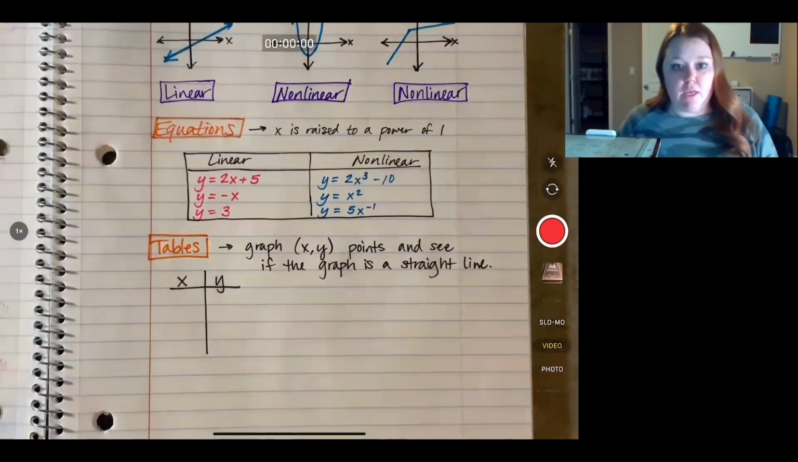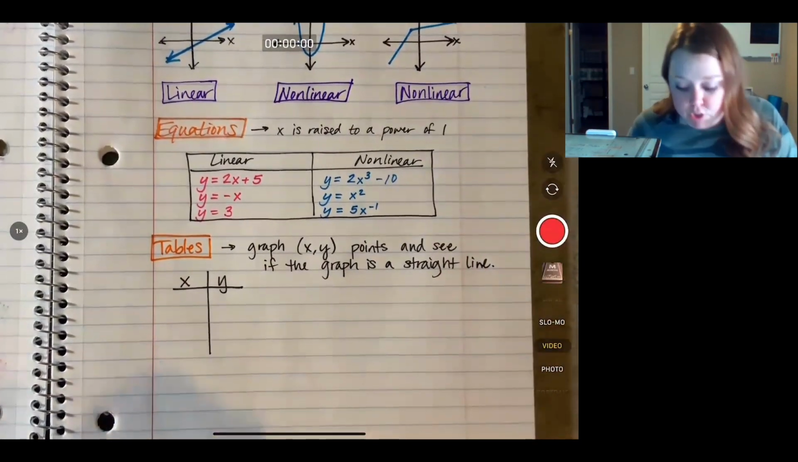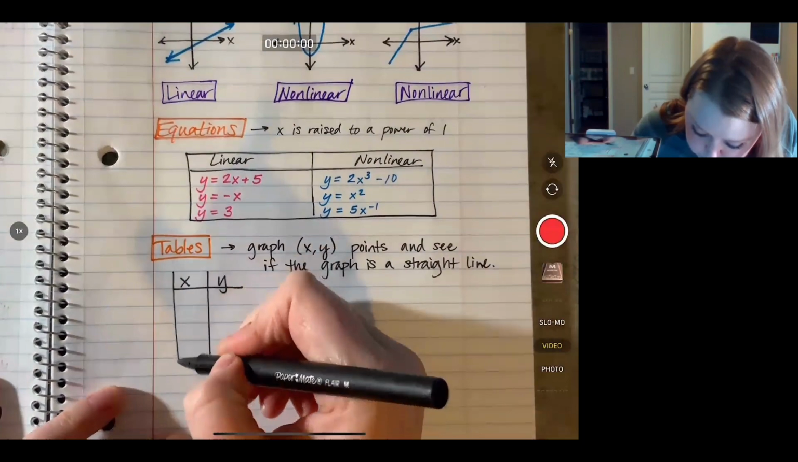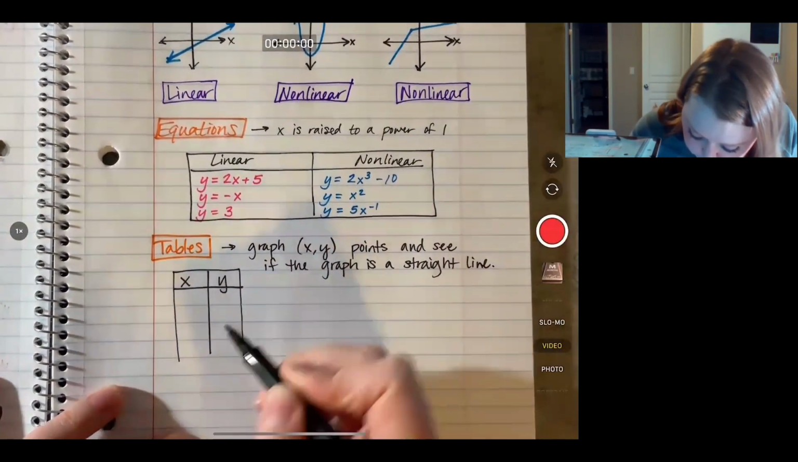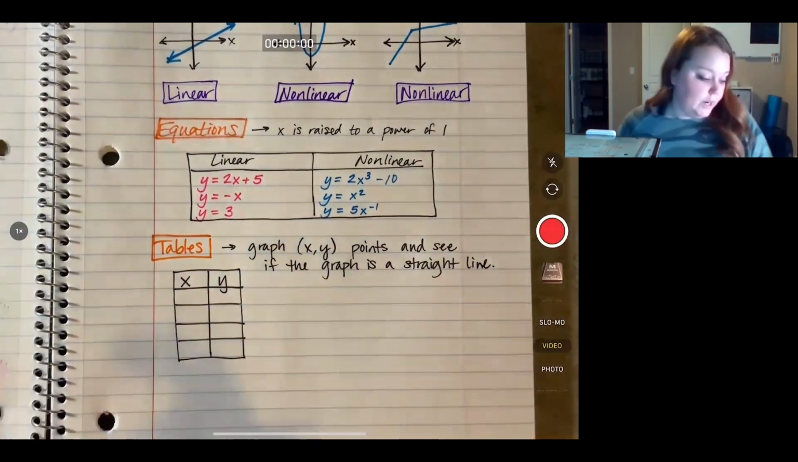Sorry about that. Graph x, y points and see if the graph is a straight line. Okay. So let's put some values in this table so we can see what's happening here. Let's go ahead and we'll do 4 ordered pairs in there.